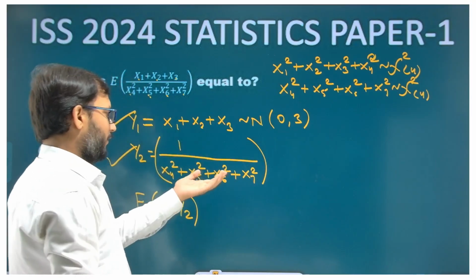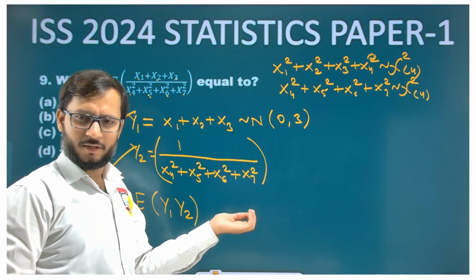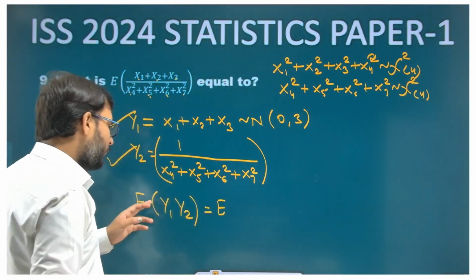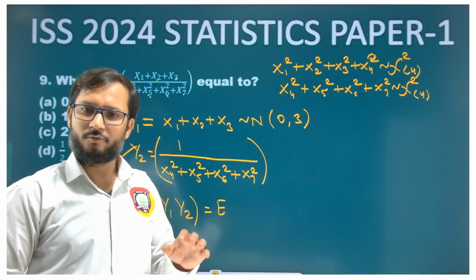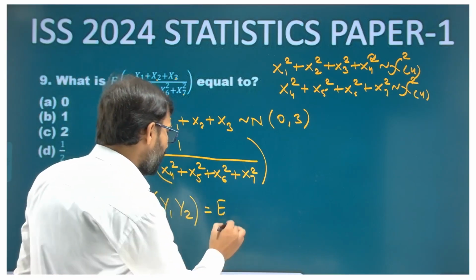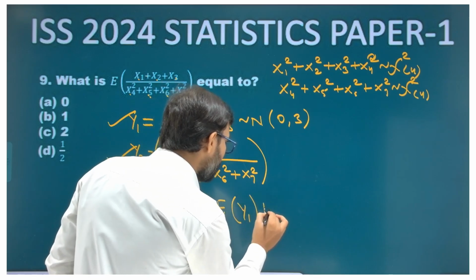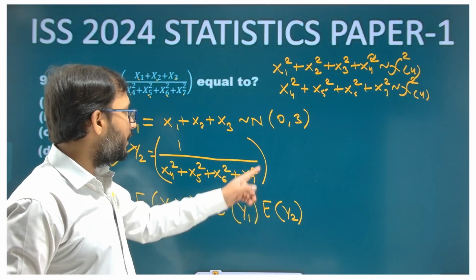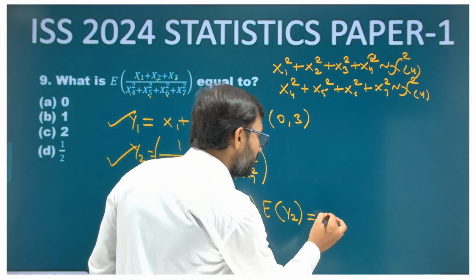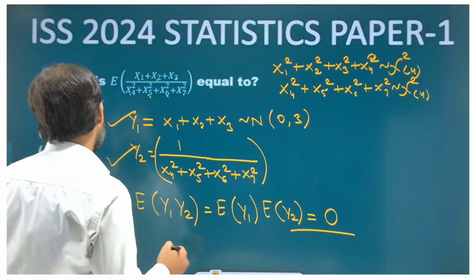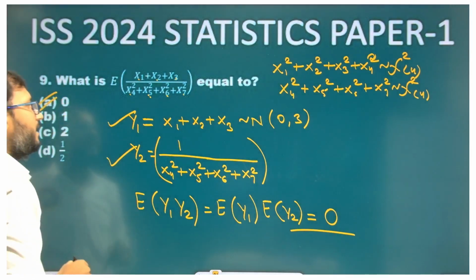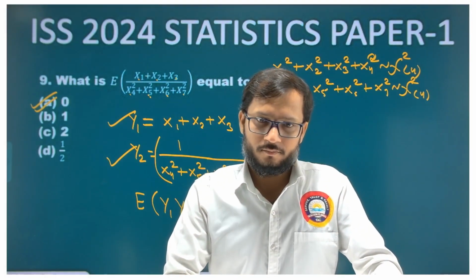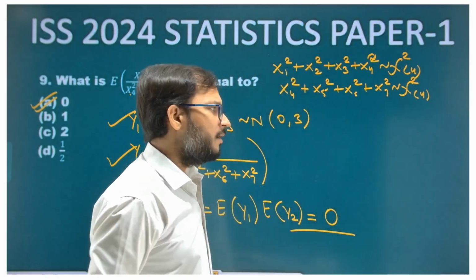Though we can find it very easily, it is 1 by 2; we have already found it in the previous question. We know that if y1 and y2 are independent, then expectation of y1 y2 is equal to expectation of y1 into expectation of y2. I don't know the expectation of y2, but we know the expectation of y1, which is 0. So 0 multiplied by anything is 0, so the answer is 0, and A is the correct option. Got the point? Now this is the question.